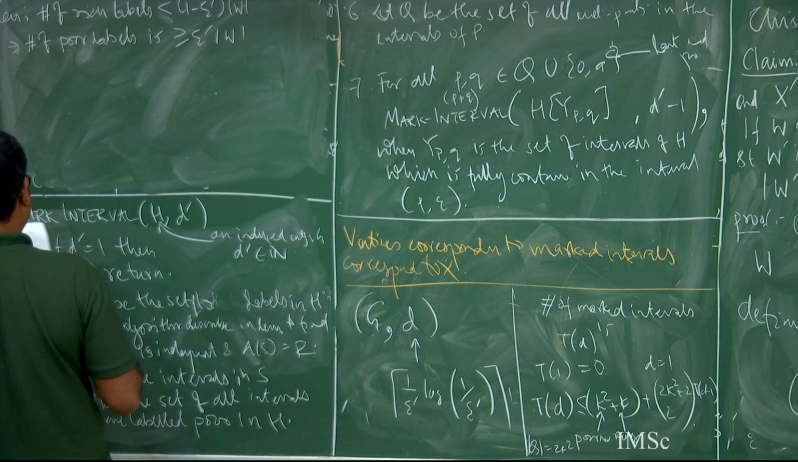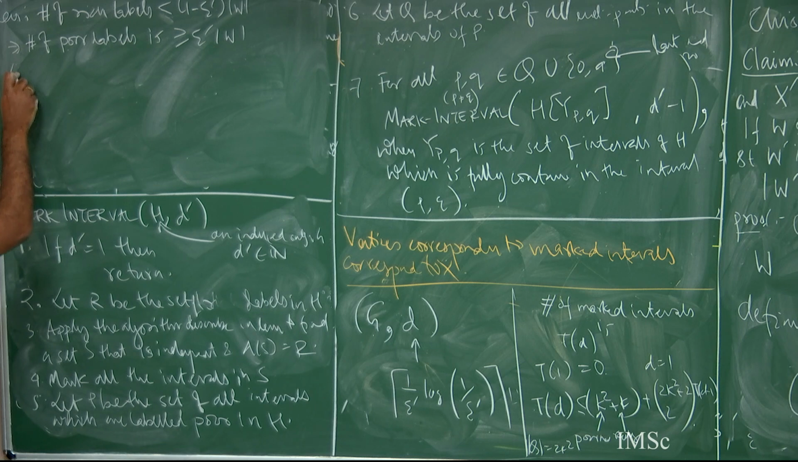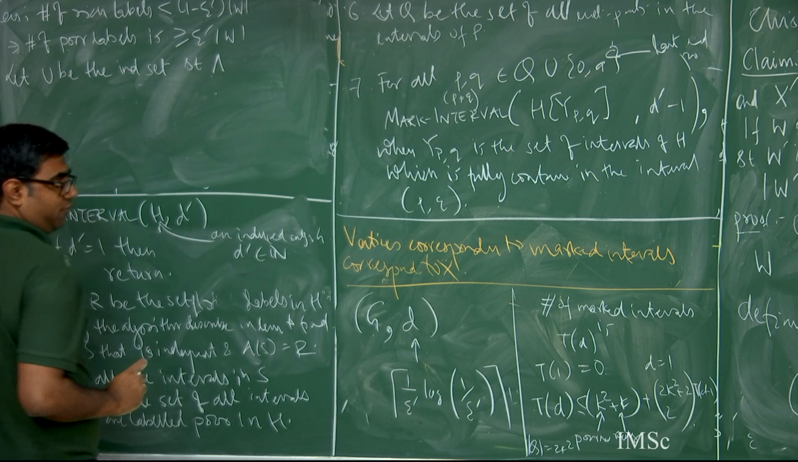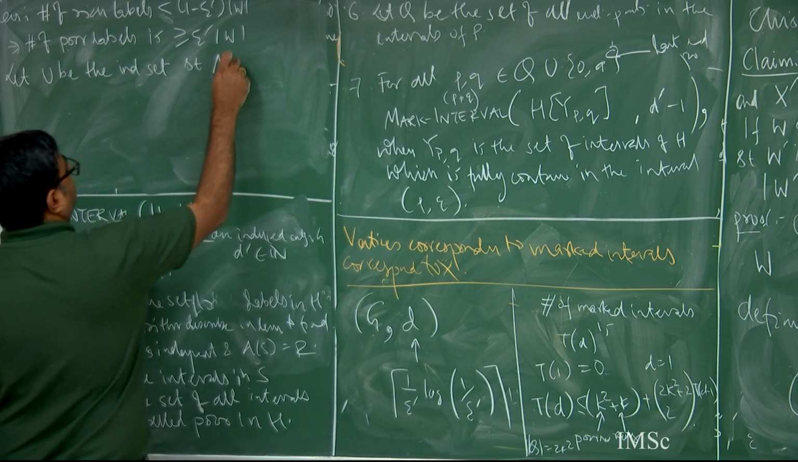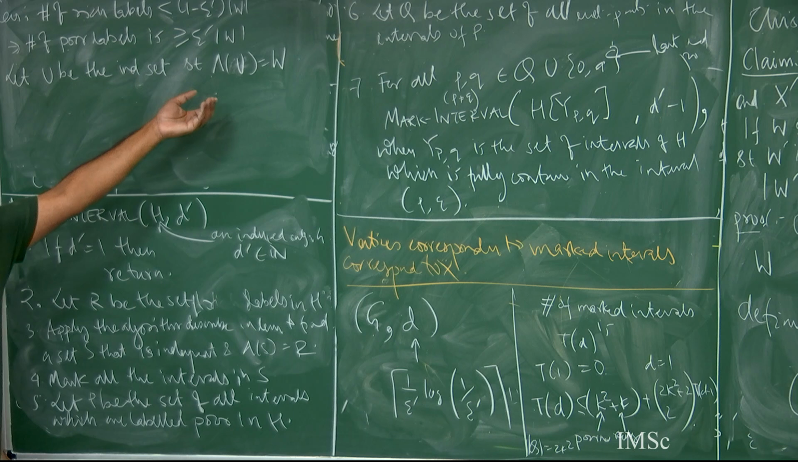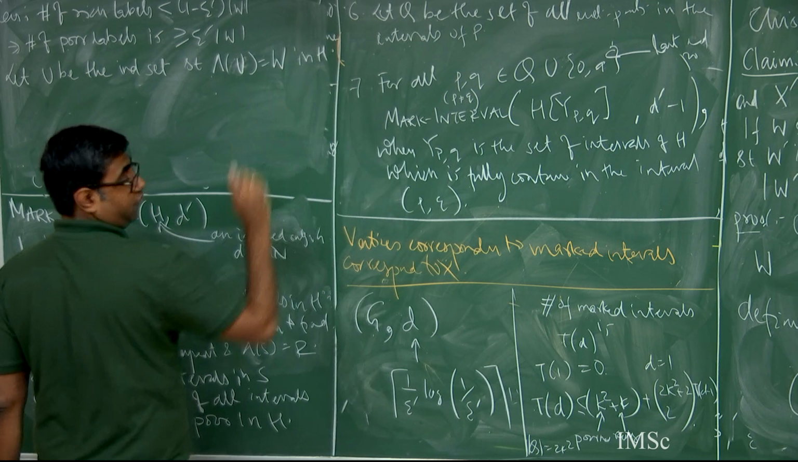Okay, now let's go back to the picture. Let U be the independent set. Now we were using delta, right? Why are we using delta? Because now I need to go to the independent set to create my problem instances. So if W is realizable, it means there's some independent set U such that W delta of U equals W in H, because we are always talking in H.